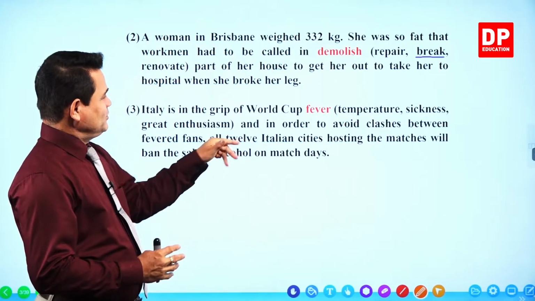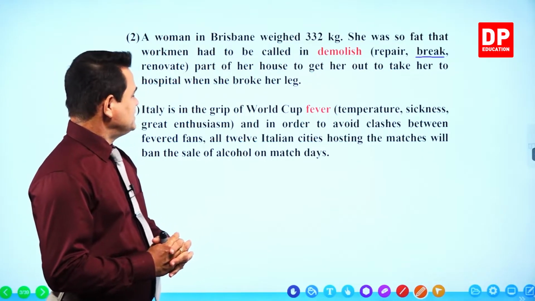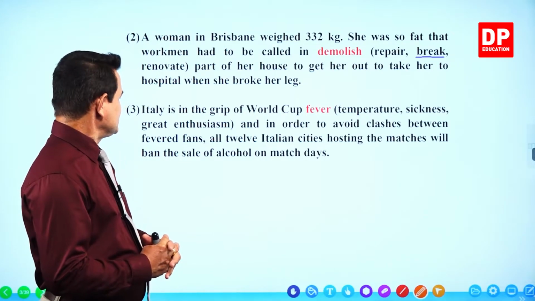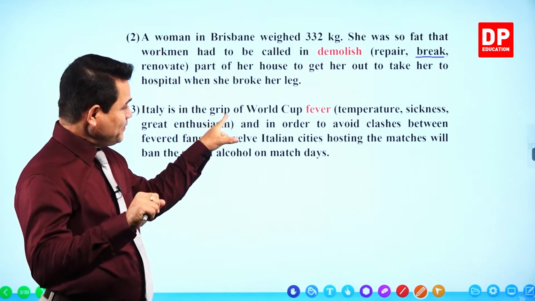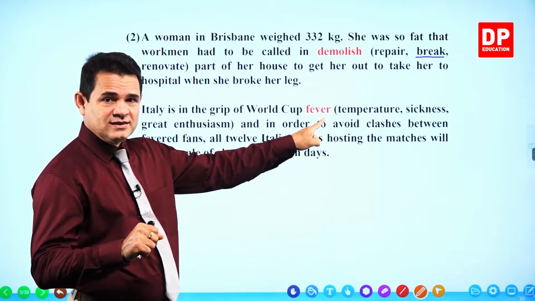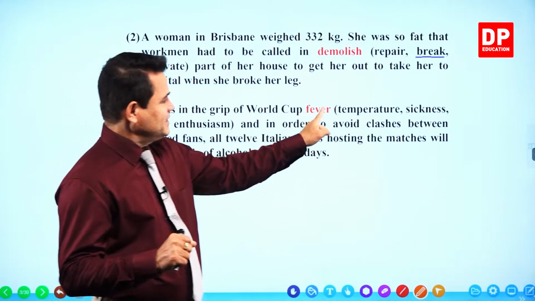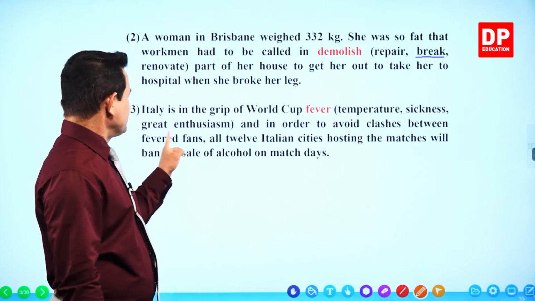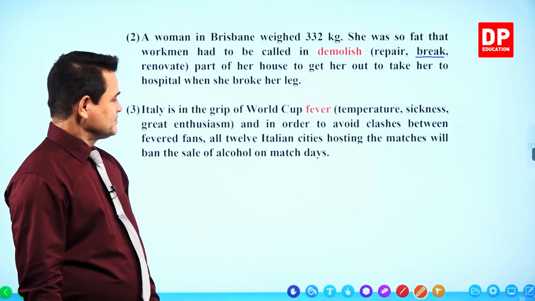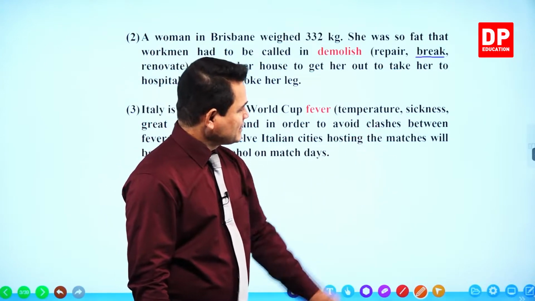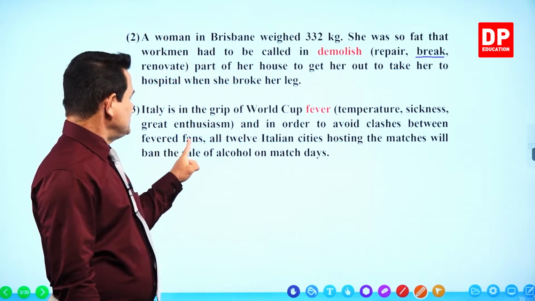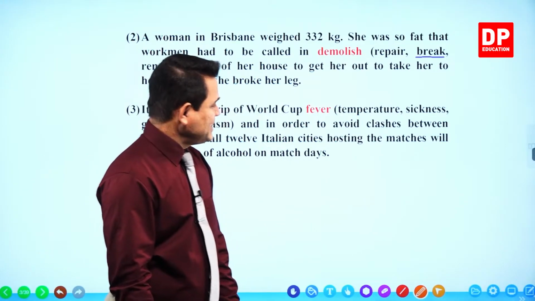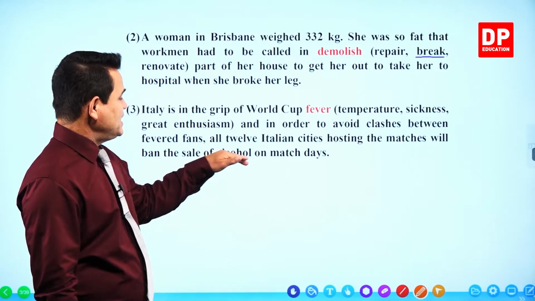Right. Look at the third one. Italy is in the grip of World Cup fever. Italy, you know, the country is in the grip of World Cup fever. You know fever. Then there are three words given: temperature, sickness, great enthusiasm. And in order to avoid clashes between fevered fans, all 12 Italian cities hosting the matches will ban the sale of alcohol on match days.